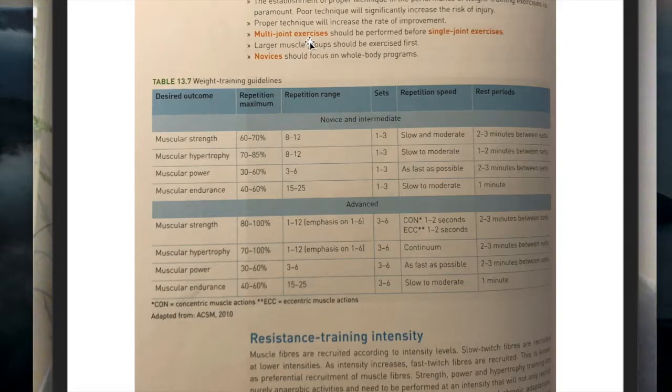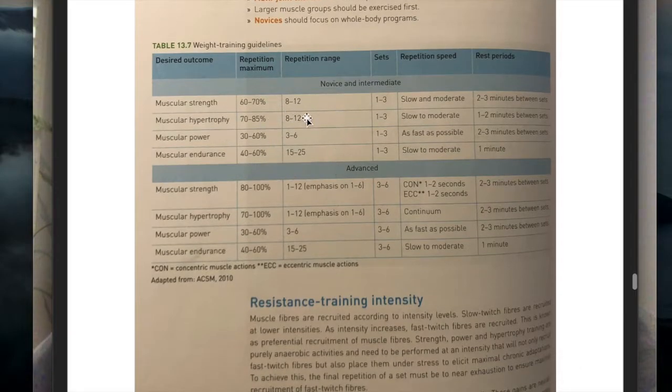So starting with multi-joint exercises, exercises like a squat, which moves across both the knee joint and the hip joint, is more preferred than the single joint exercises when you complete a training regime. Larger muscle groups should be exercised first, and we should make sure that novice athletes focus on whole body programs.